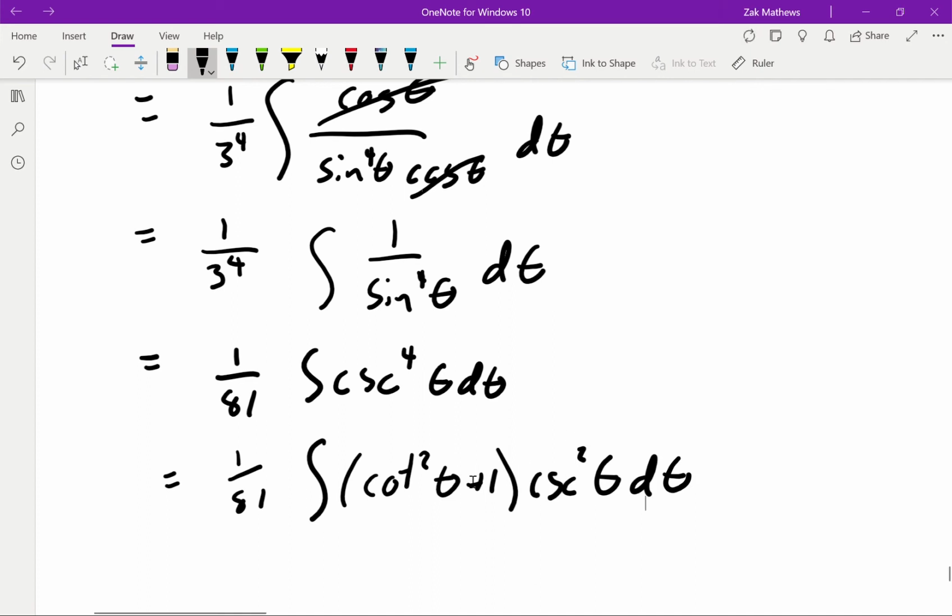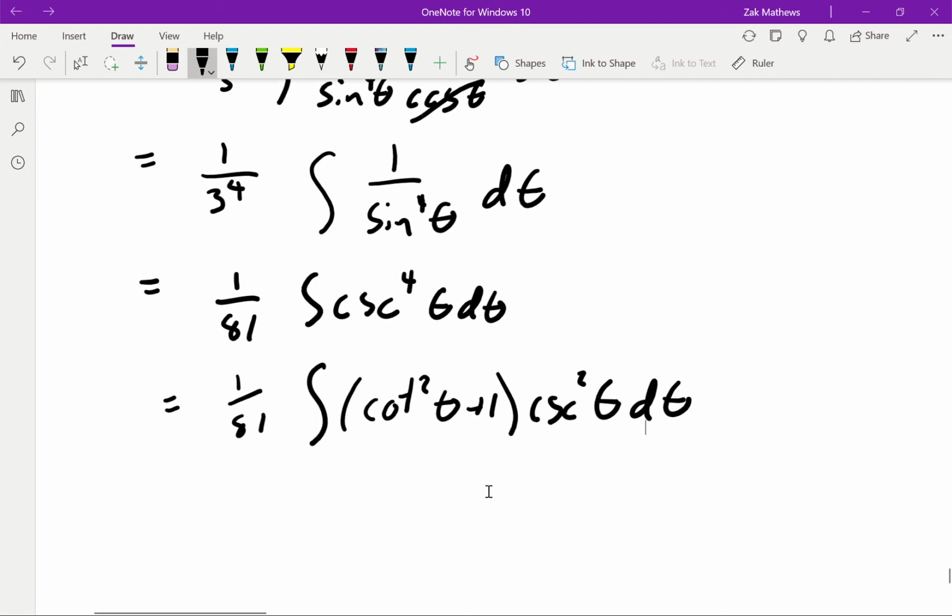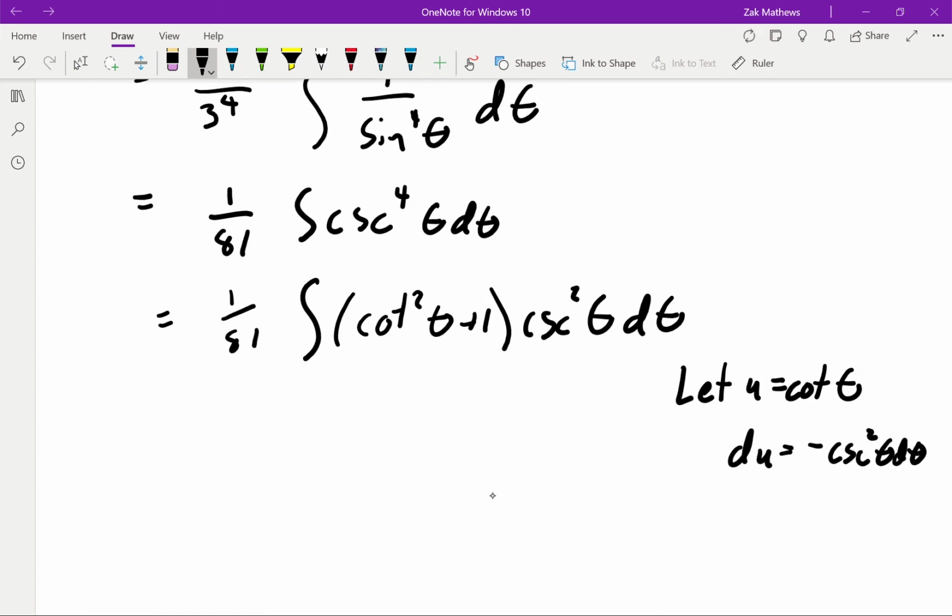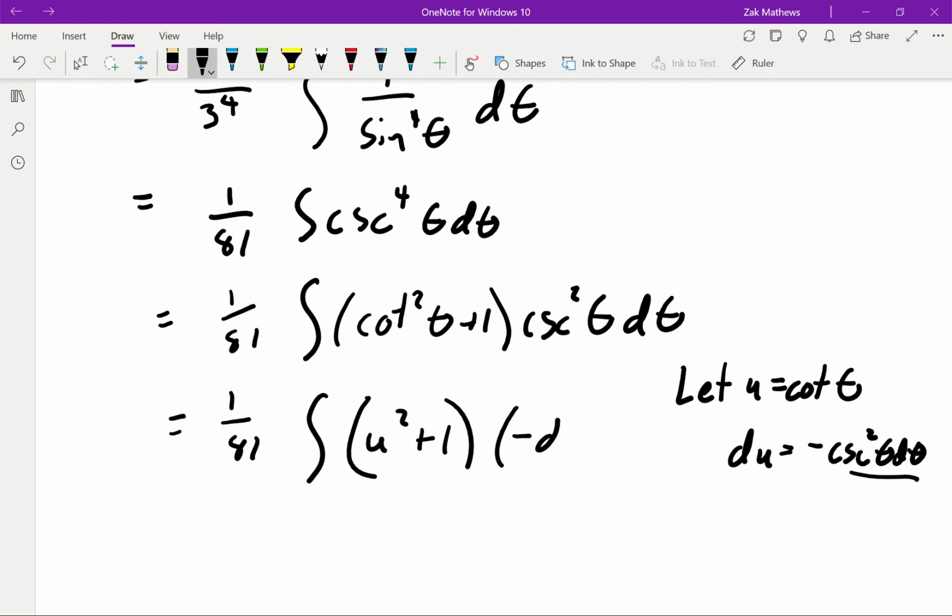And I'm doing this because I've reduced my exponents. I'm looking at some things that now have some antiderivatives, or at least I'm getting closer to, but I'm still going to have to use a step where I use some u substitution. So I'm going to let my u equal cotangent theta. Well, du is equal to a negative cosecant squared theta d theta, meaning that, well, let's just go and do the replacement. So 1 over 81, the integral, cotangent squared will be u squared plus 1. Cosecant squared d theta is a negative du.